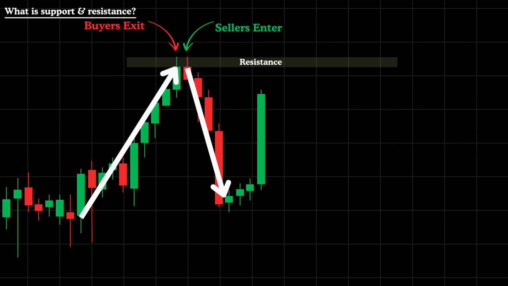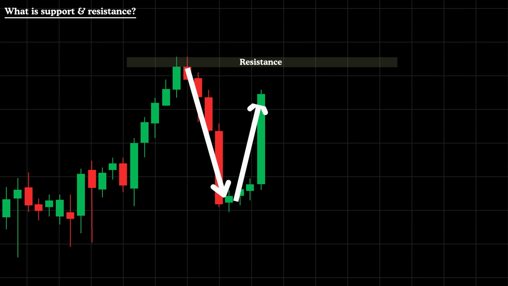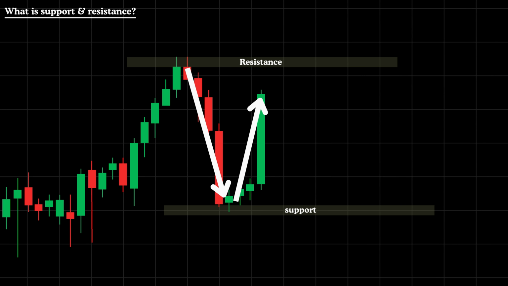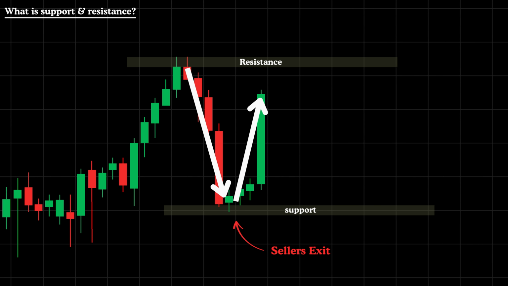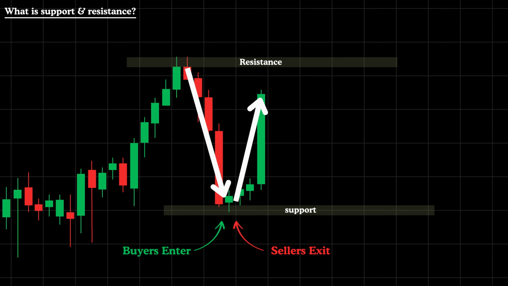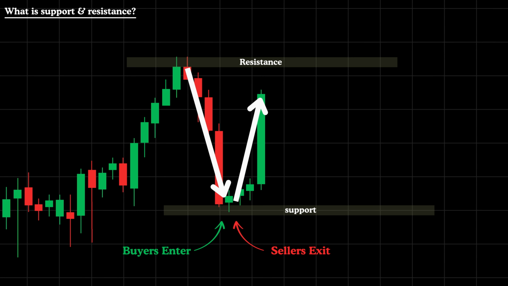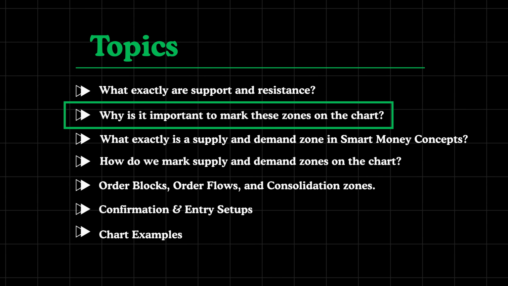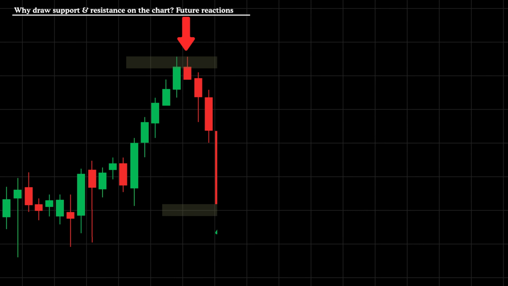Afterward, price dropped, touched this zone, and bounced back, forming a support area. This signals that, again for some reason, sellers closed their shorts, and buyers stepped in with long positions. It's this two-sided reaction that leads to a price reversal from the support zone. Now, why is it important to mark these zones on the chart? Here are 3 key reasons to do so.